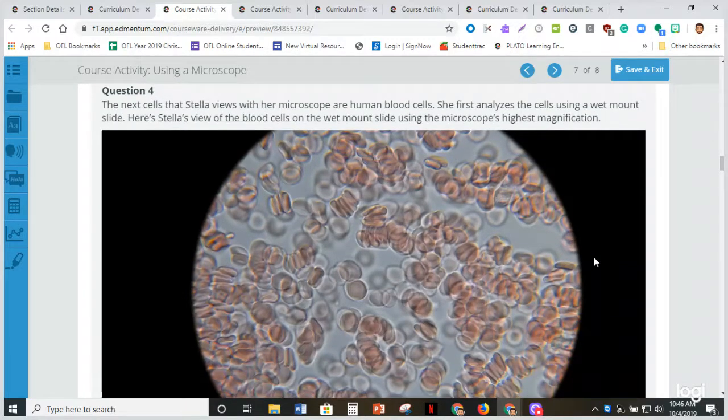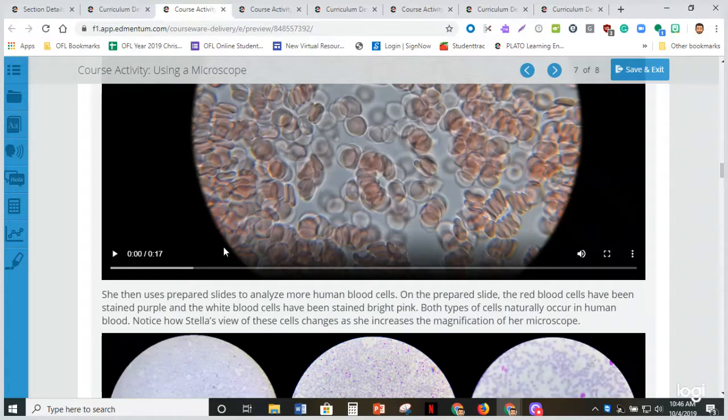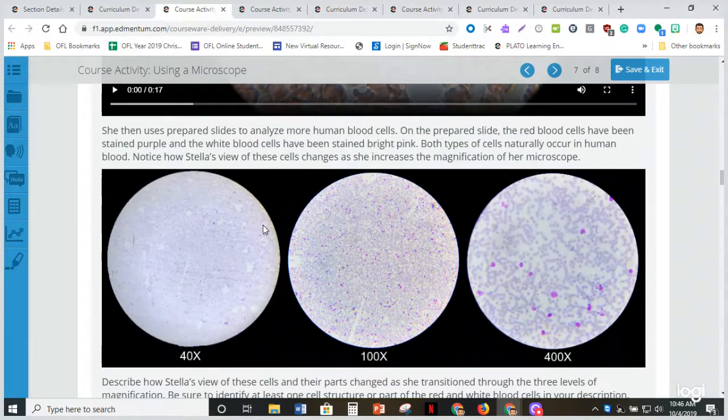In question 4, you're going to see how Stella is viewing human blood cells under the microscope. You're going to first analyze the cells using a wet mount. You're going to see how Stella sees it through the highest magnification. A wet mount is basically putting a wet species or substance on the slide and then putting over a little cover and then focusing in so you can see. So watch the 17-minute video.